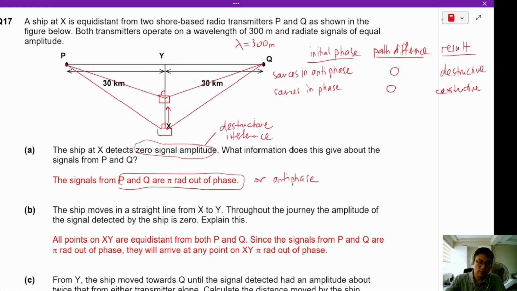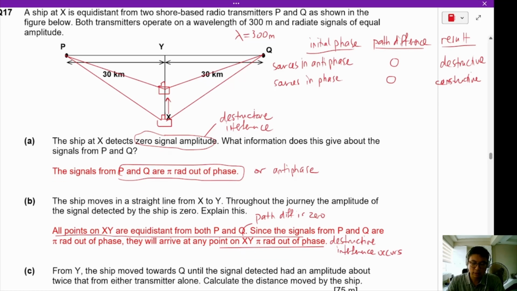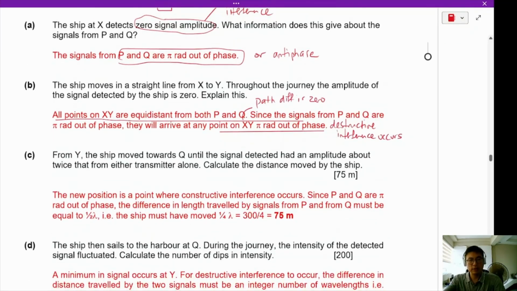interference. So the answer to this question is that all points are equidistant from P and Q, and therefore the path difference is 0. And since the signals from P and Q are initially out of phase, they will arrive at any point on XY in antiphase, and so destructive interference occurs. So you have to write destructive interference in order to score a mark, because what they want to see is the keywords, and one of the keywords is destructive interference.